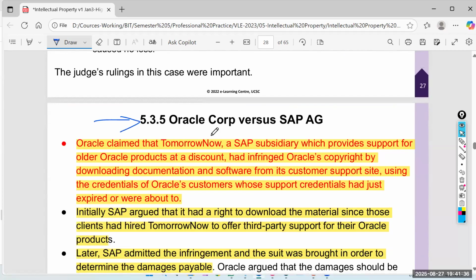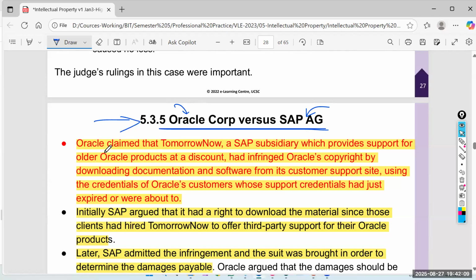The last two: Oracle versus SAP. SAP is very famous, one of the biggest ERP vendors. ERP software means software covering almost all the functionalities for a business organization: financial, distribution, customer relationship management, accounting, and everything. Oracle also has its own ERP system. So then what happens?